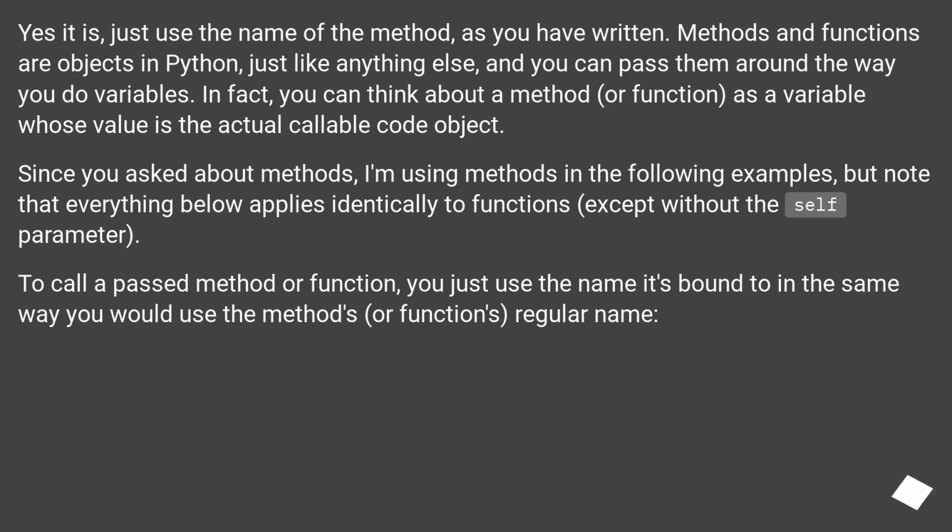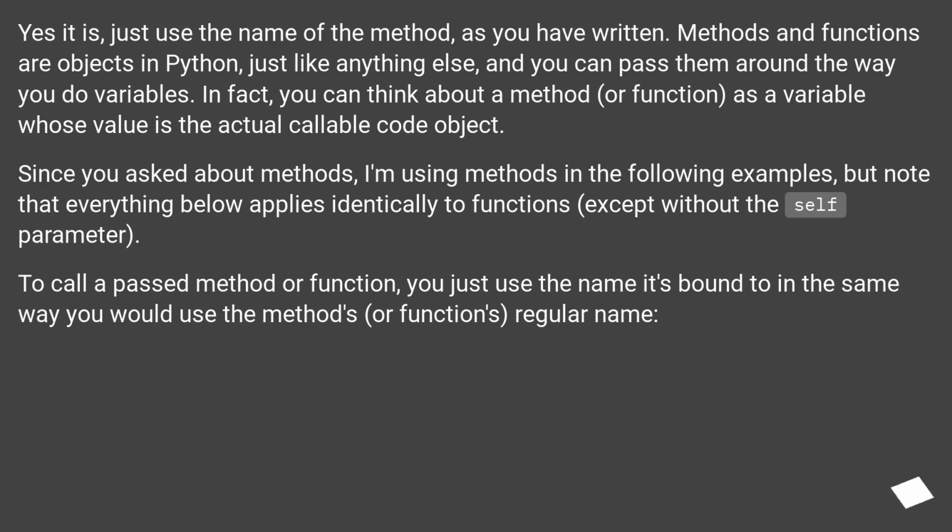Yes, it is. Just use the name of the method, as you have written. Methods and functions are objects in Python, just like anything else, and you can pass them around the way you do variables. In fact, you can think about a method, or function, as a variable whose value is the actual callable code object. Since you asked about methods, I'm using methods in the following examples, but note that everything below applies identically to functions, except without the self parameter.